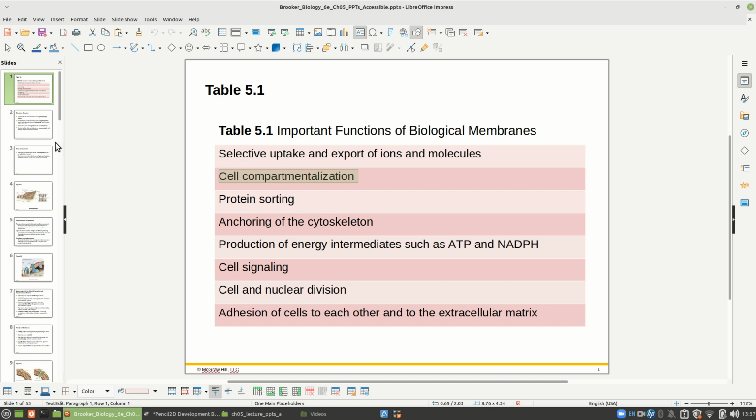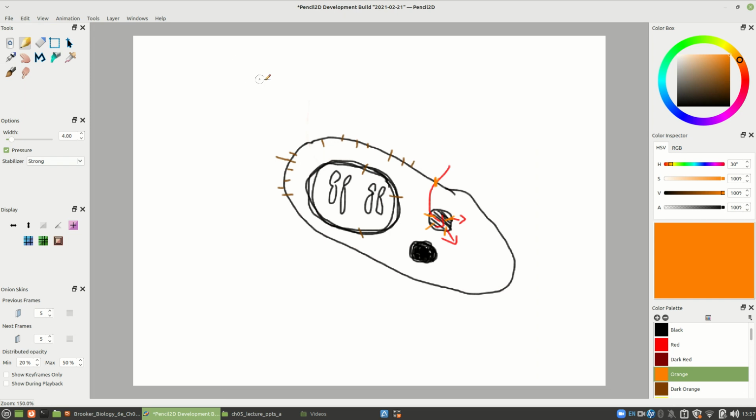Protein sorting we will get to in the PowerPoints. I'm not going to make a drawing for protein sorting. Anchoring of the cytoskeleton, I will also wait until we get to the PowerPoints to do that one. Now, the production of energy intermediates such as ATP and NADH. I'll talk about it briefly, but not too long here. I'll kind of remind you of this one. I can quickly do this one. When you bring things in like carbohydrates into the cell, you usually are going to have to break them down into, at some point, glucose.